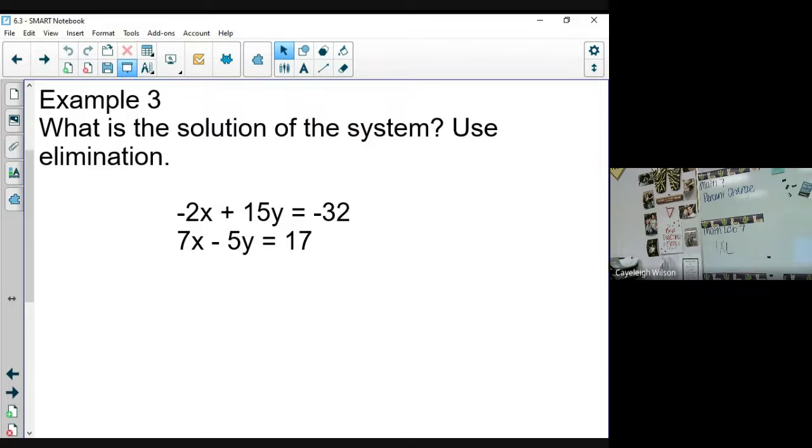So every year, for the past 10 years of teaching, I always give an F to at least one person, because they don't do what the directions say. They do substitution on elimination, or vice versa. Okay?